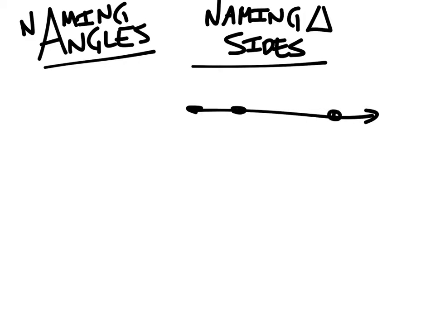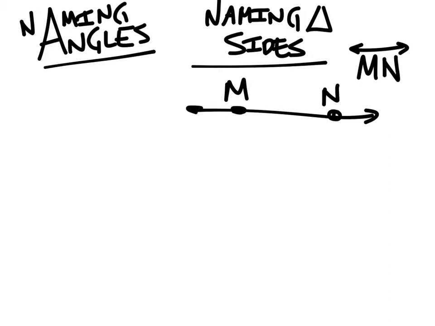So we could give the 2 points any letters that we want, such as M and N. So this would be considered line MN, and we would show that with this symbol right here. This gives us a line MN. The arrows indicate that this goes on forever in both directions.